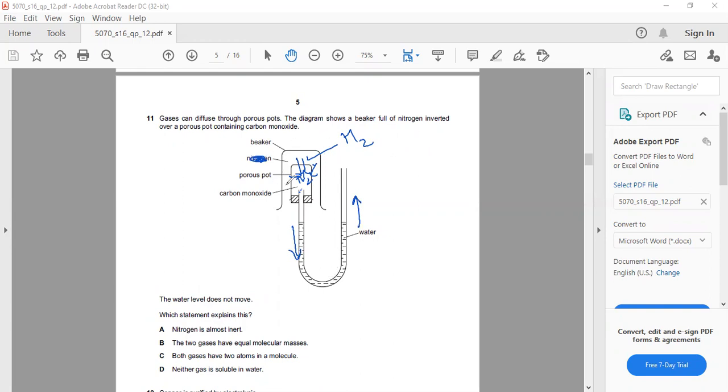This rule and vice versa will be observed when the porous spot has lighter gas inside. Remember one rule: if the outside of the porous spot has lighter gas, less dense, less molecular mass, it will diffuse faster inside. Pressure will develop inside, so the liquid level on the left hand side will go down and the right hand side will go up. Sometimes they ask that type of question also.